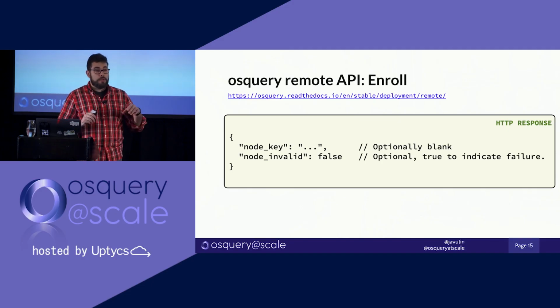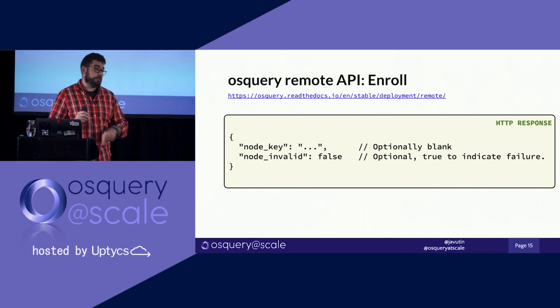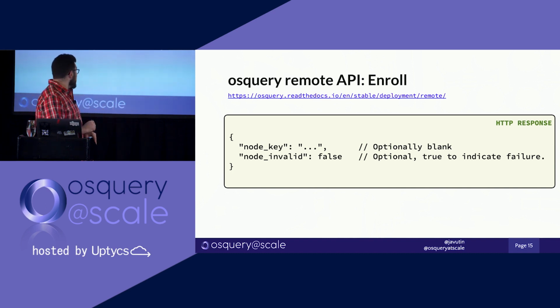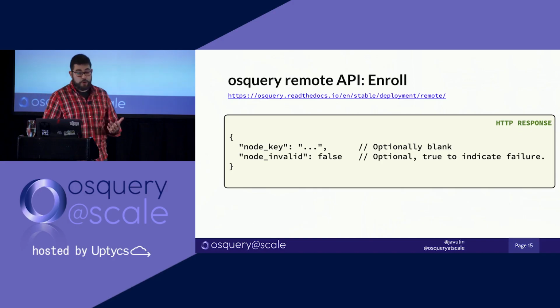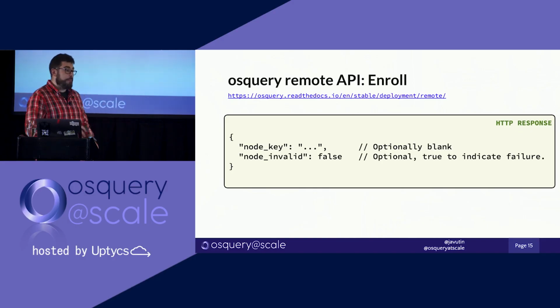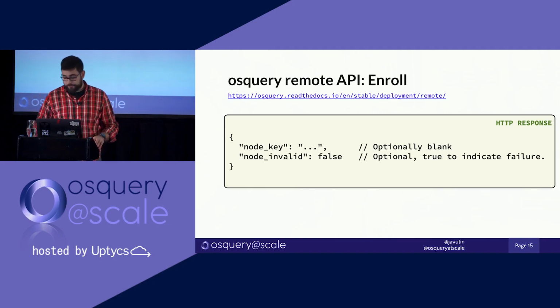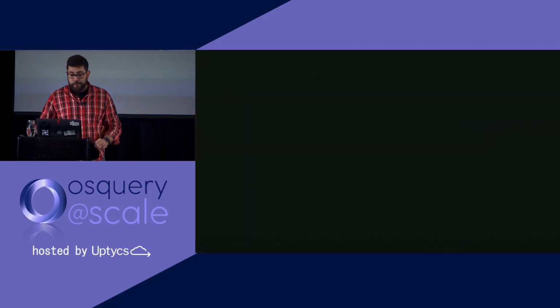So every time something is sent to the server, you don't have to enroll it all over again. And if something goes wrong on the server side, you can append the value. Like if you set this to true, then osquery will re-enroll again. You can configure as well the number of times you want to repeat and all that. Well, that is for enrolling.